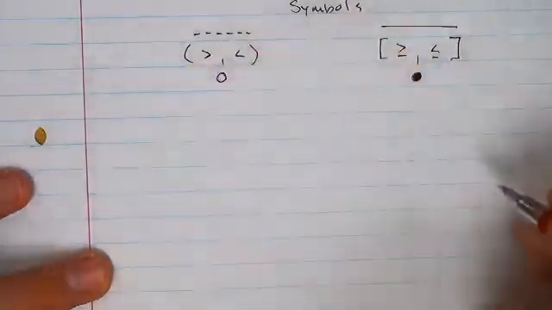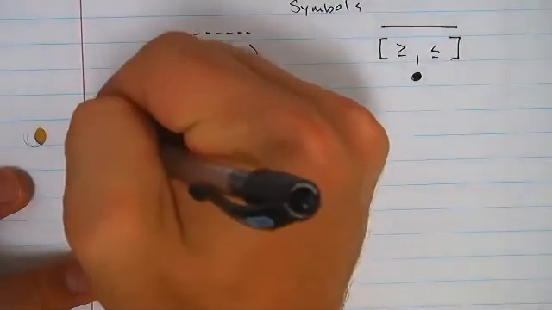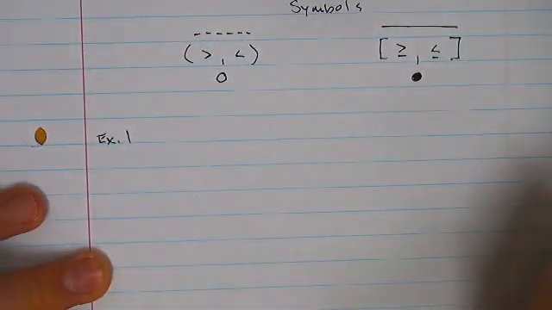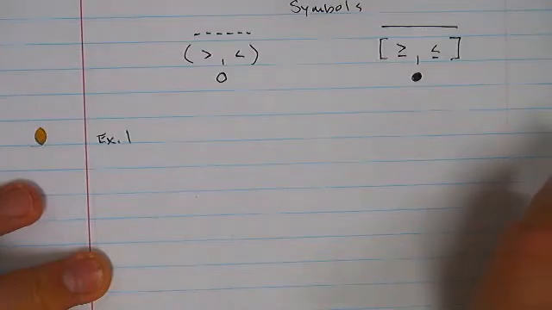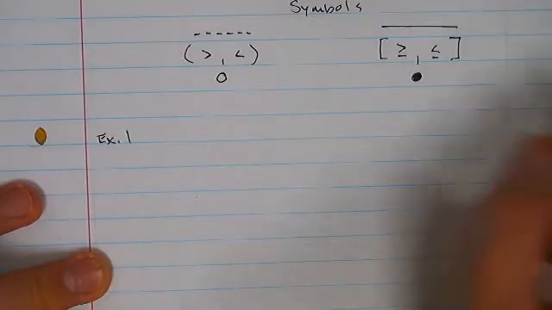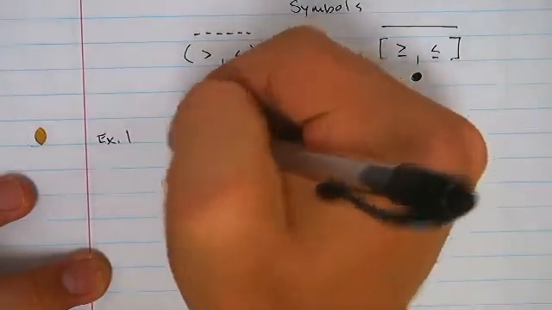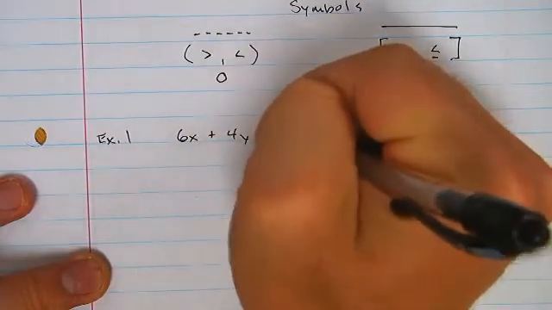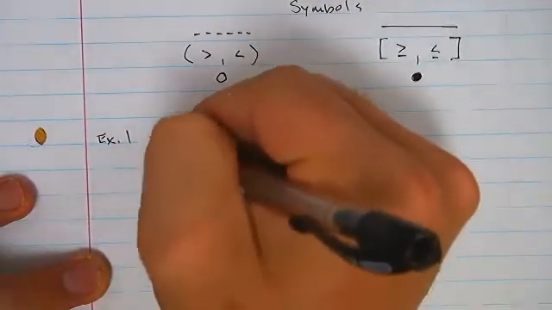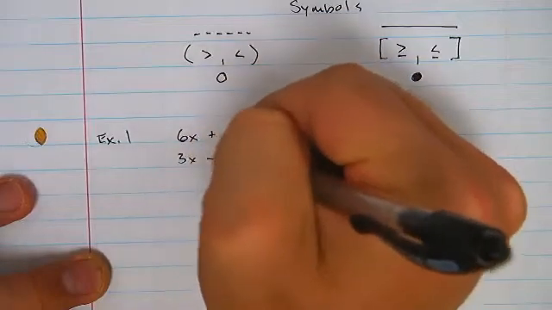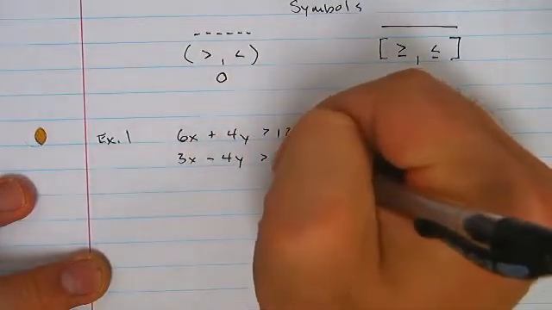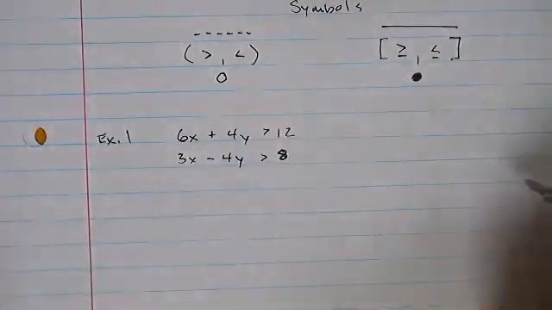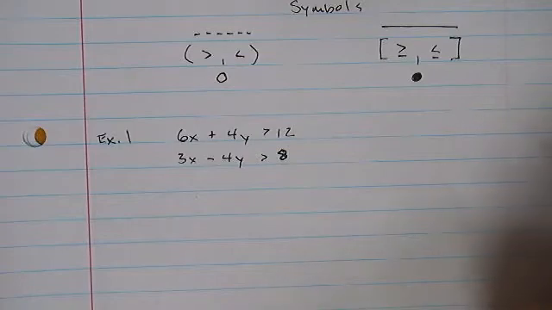So let's look at an example system, okay? And all of this will be done by graphing, so that we can look at the shaded regions. Okay, so I've got, let's say, 6x plus 4y is greater than 12. And I've got 3x minus 4y is greater than 8. All right. And so we are going to be graphing to find the solutions here.